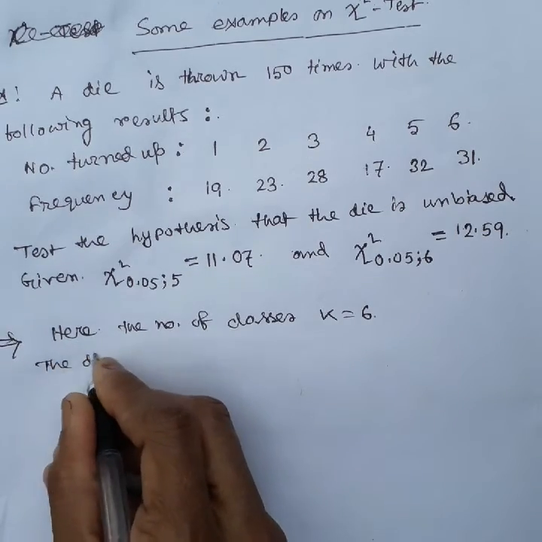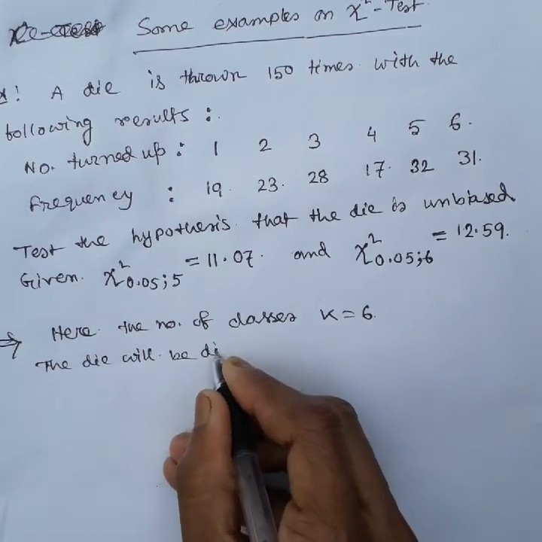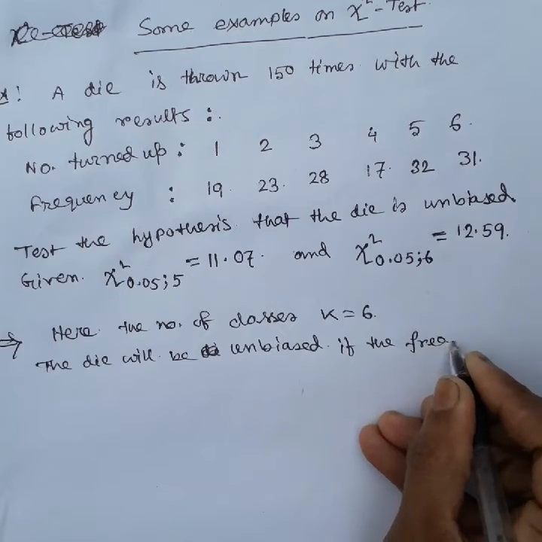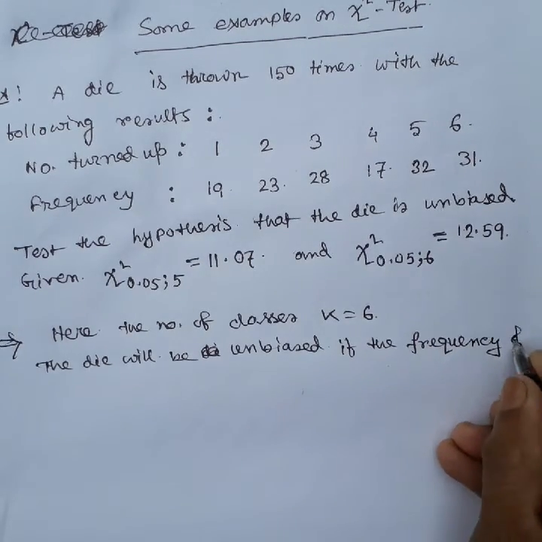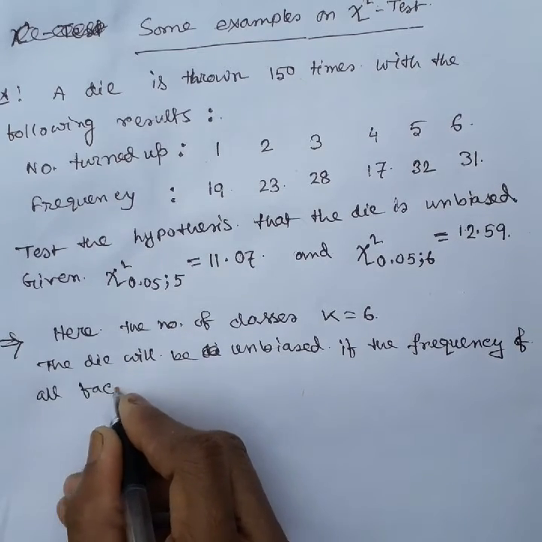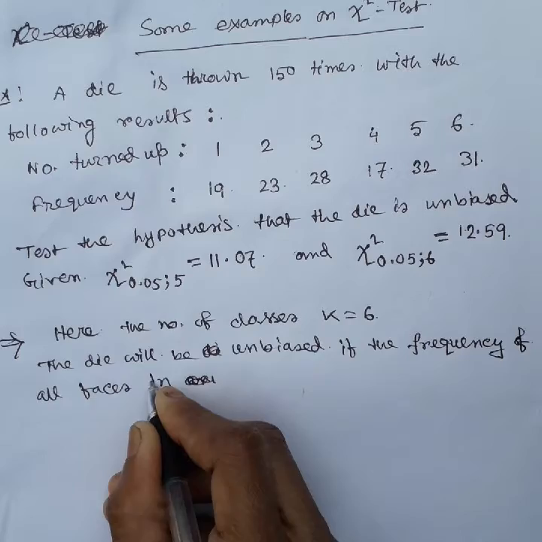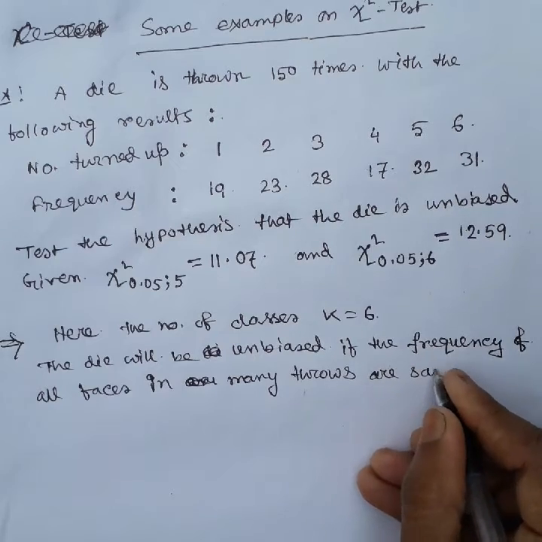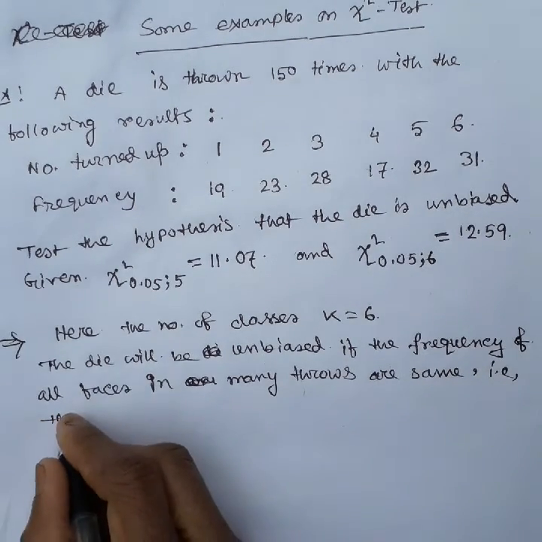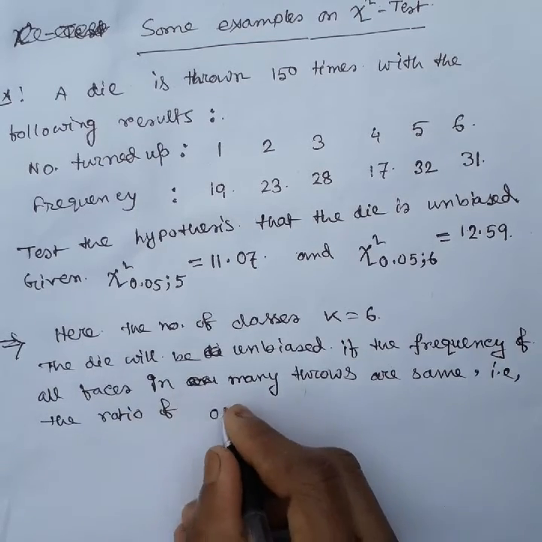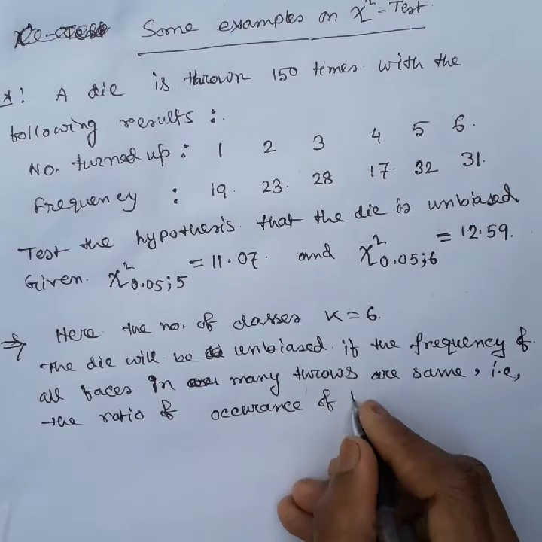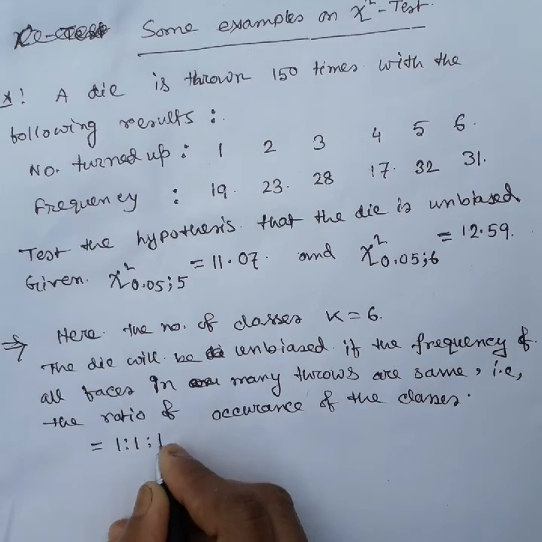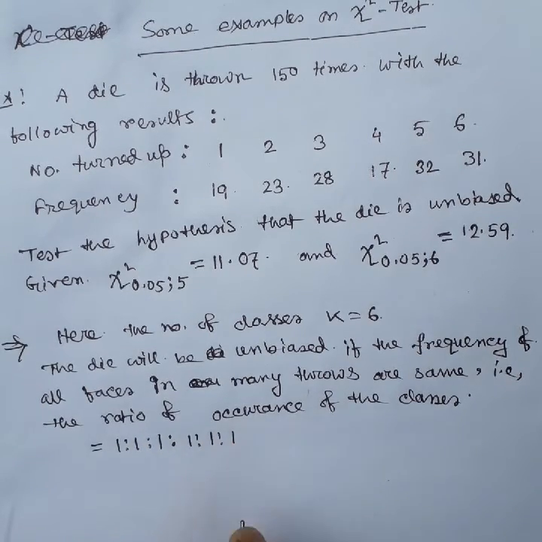The die will be unbiased if the frequency of all faces in many throws are the same, that is, the ratio of occurrence of the classes is equal to 1 is to 1 is to 1 is to 1 is to 1 is to 1.